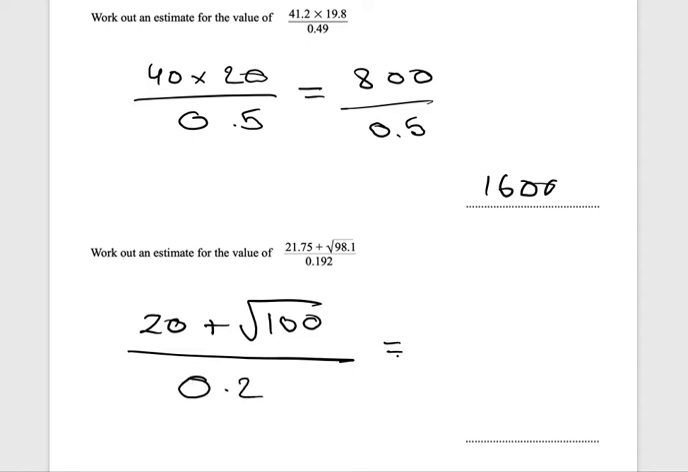Okay, 20 plus 10, because the square root of 100 is 10, is going to be 30 divided by 0.2. Now you can just work out 30 divided by 0.2, and that's going to give you an answer of 150. Okay, so that's going to be your estimate for that.